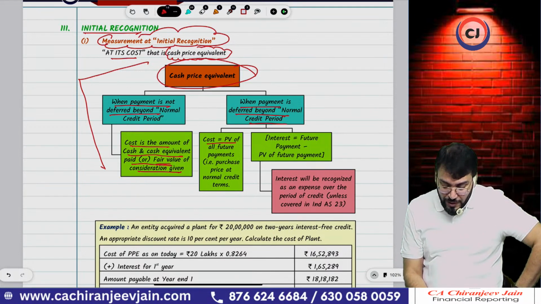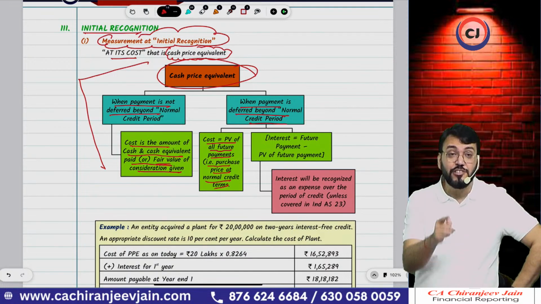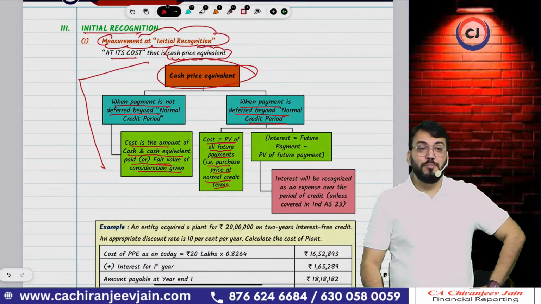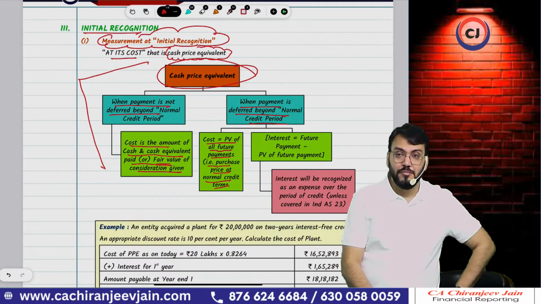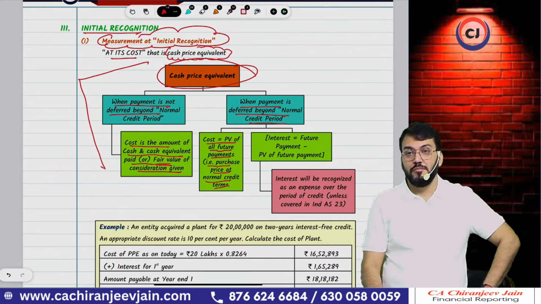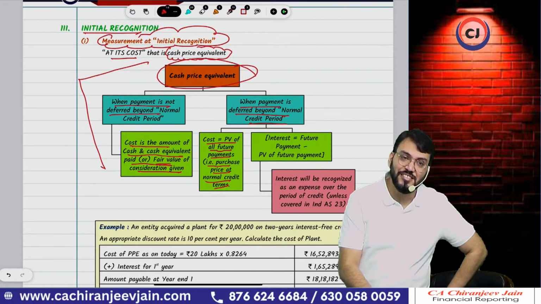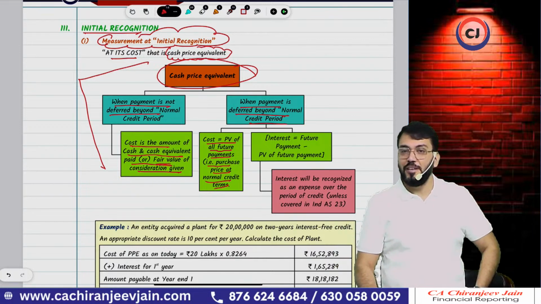Are you able to understand what I am saying? So the cost price will be equal to the present value of all future payments, that is the purchase price at normal credit terms. Once again, purchase price means what? Invoice price minus trade discount and rebate plus non-refundable duties and taxes.